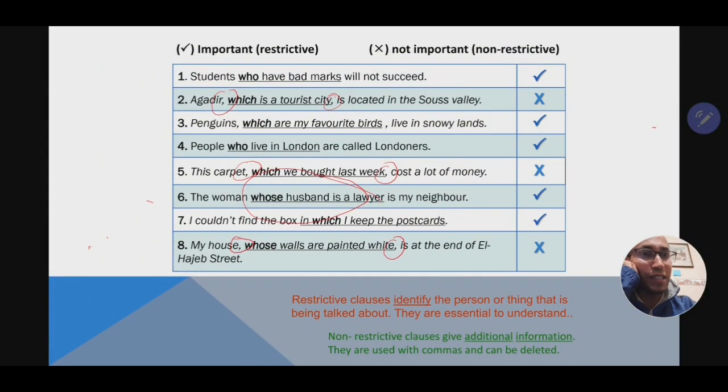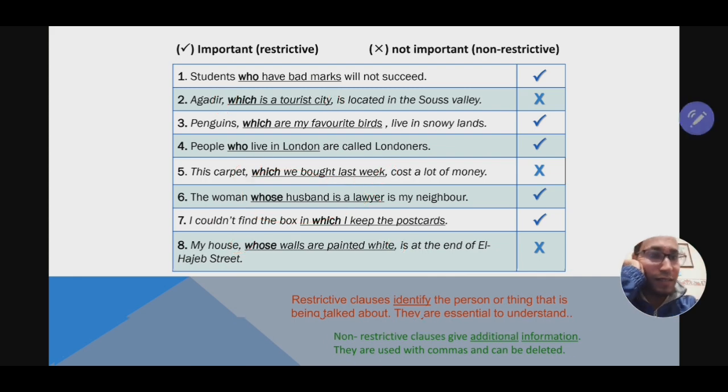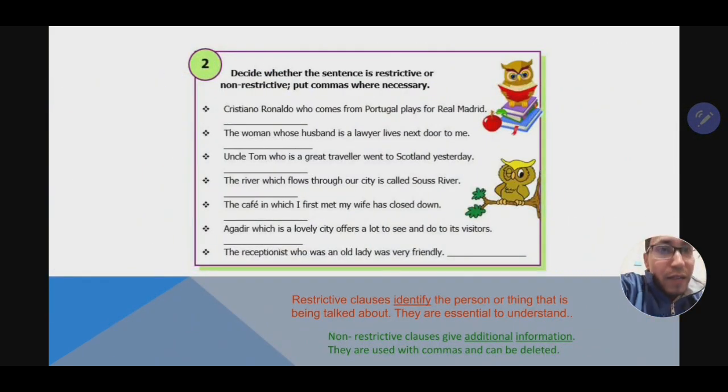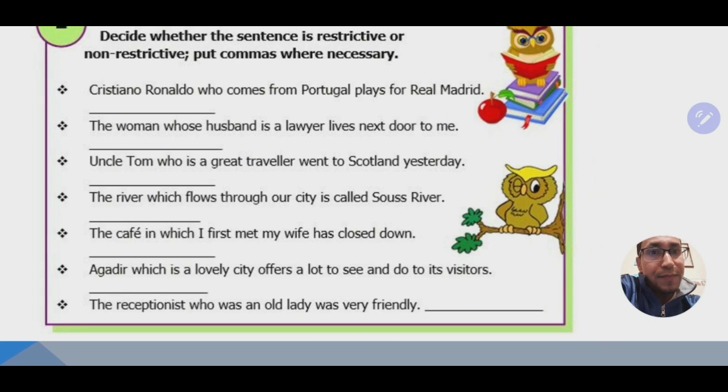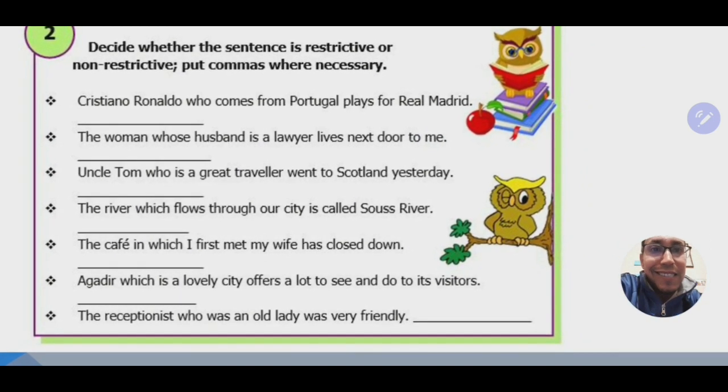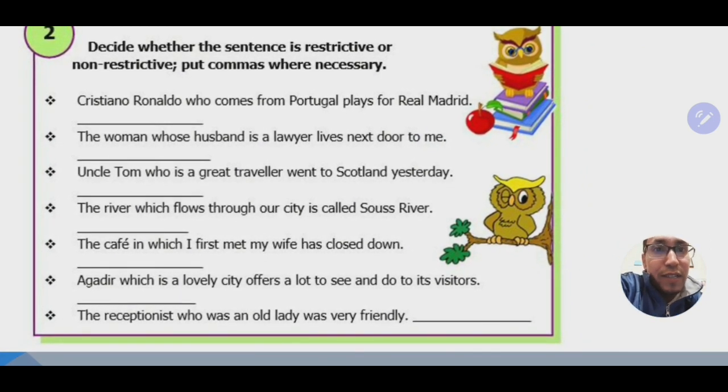Now, the first one is done. Let's move on to the next exercise. Again, on page 27, My Way to English, you'll find this part, and then let's do it. Now, the next exercise is about deciding whether the sentence is restrictive or non-restrictive, then putting in commas where necessary, which means if it's non-restrictive or non-defining, we should put commas where we see fit.